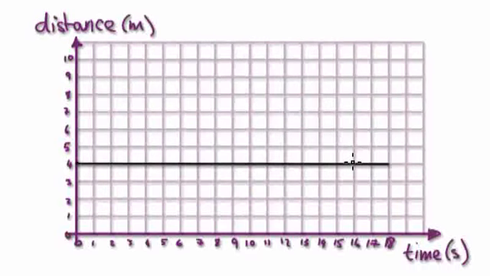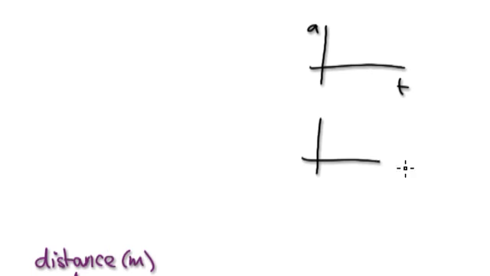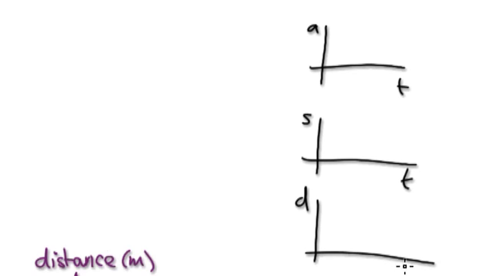Okay, so given this graph here, find out the distance traveled between 5 and 8 seconds. So press pause and have a go. Okay, so when you're given a graph, the first thing you should do is visualize the three graphs: the acceleration time graph, the speed time graph, and the distance time graph.